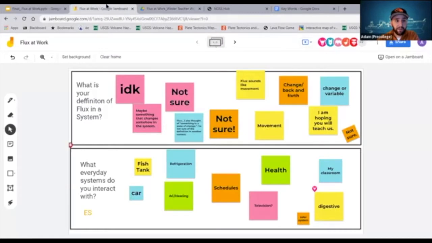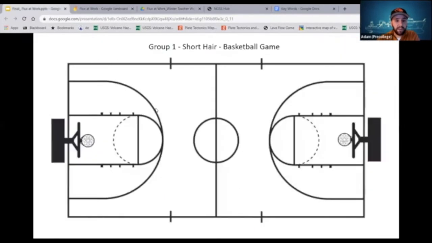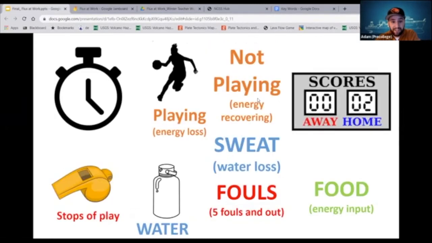Your breakout groups are going to depend on the length of your hair. So if you have short hair, for you, what you would consider short in your long history of having hair, you will be in the group with a basketball game. So there's a basketball game going on.